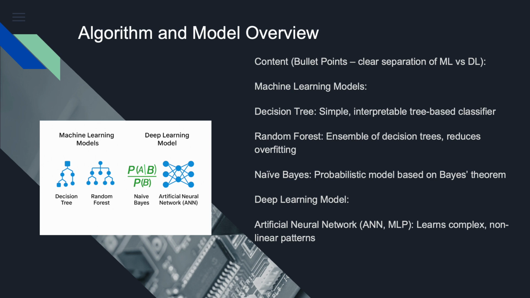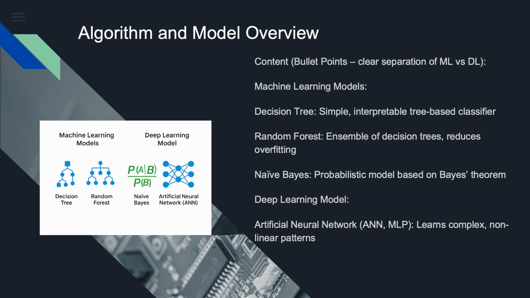We applied a combination of traditional machine learning models and a deep learning model for this study. The machine learning models include a decision tree, random forest, and naive Bayes. The decision tree is intuitive and interpretable, but it can suffer from overfitting. Random forest addresses this by combining multiple trees into an ensemble, producing more stable and accurate predictions. Naive Bayes, on the other hand, is a lightweight probabilistic model that works well when features are conditionally independent.